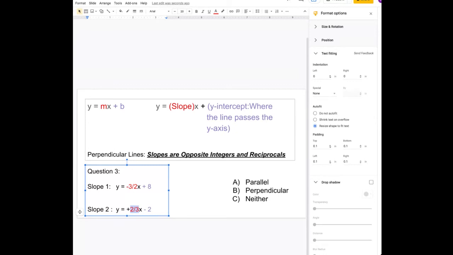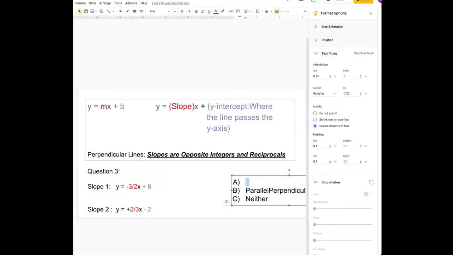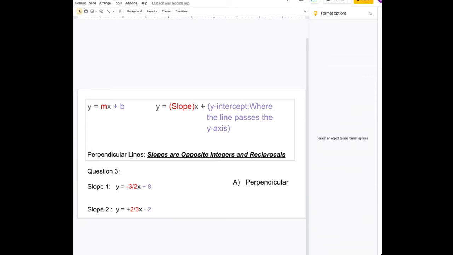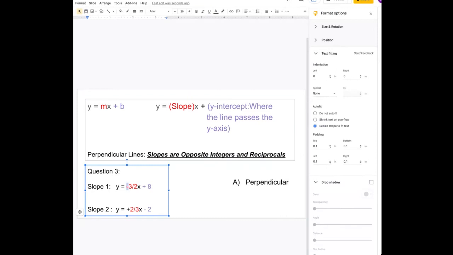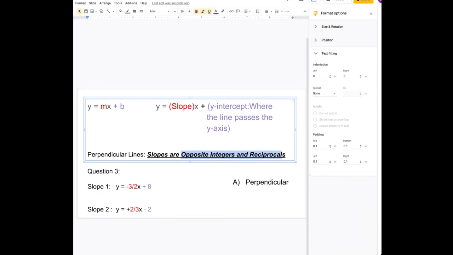This is an example for, once again, perpendicular lines. How are they perpendicular again? Once again, they have to be opposite signs and reciprocals. Here, one's negative, one's positive. The other one is 3/2. When you flip that over, it's going to be 2/3. So it follows the requirements or conditions for it to be perpendicular.